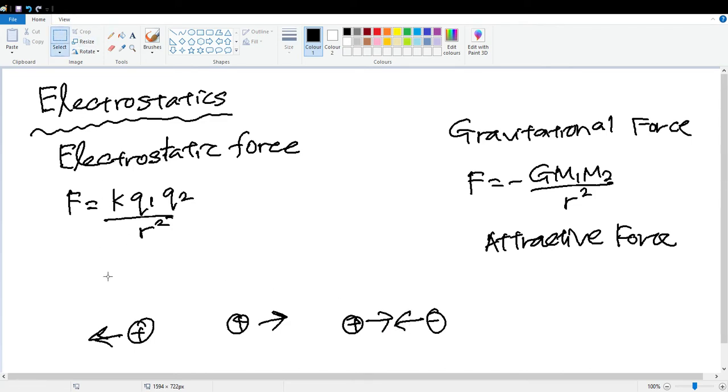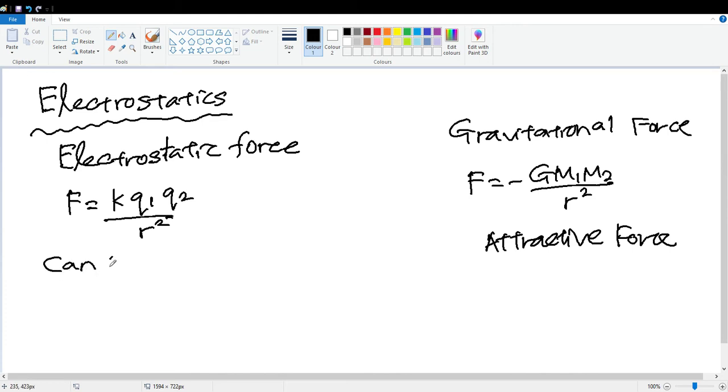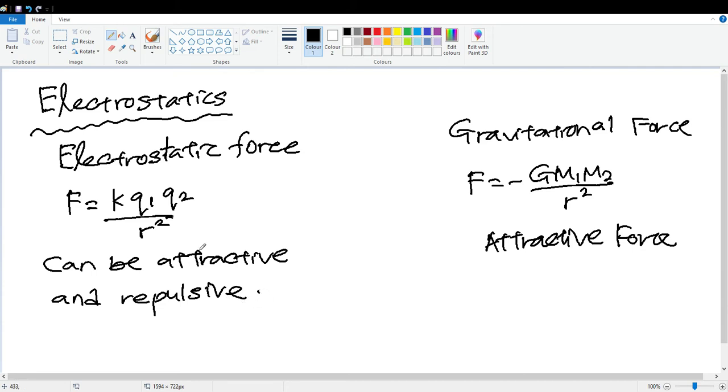So I can conclude that my electrostatic force can be attractive and repulsive. The direction of the electrostatic force depends on the interaction between different types of charge. Okay, so this is the first difference between the electrostatic force and gravitational force.